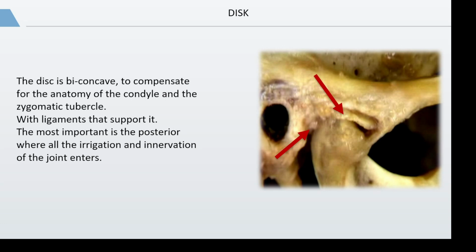On the back, which is very important, we have one of the most important ligaments of the temporomandibular joint, the posterior ligament. The posterior ligament is important. Why? Because the whole irrigation and innervation of the joint comes there. It is a vital area for the temporomandibular joint.